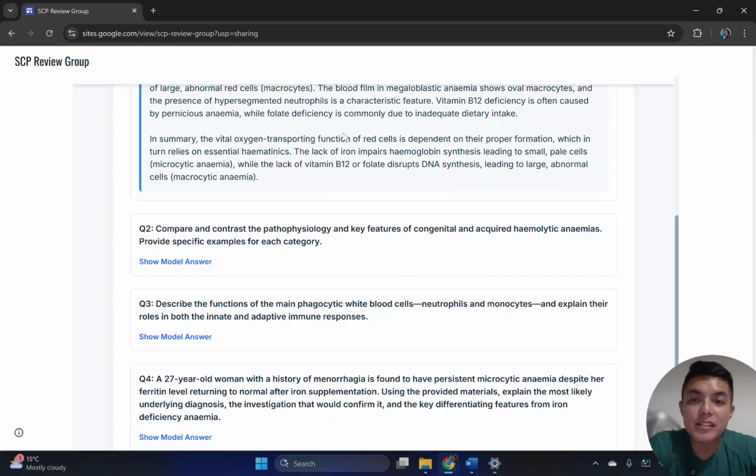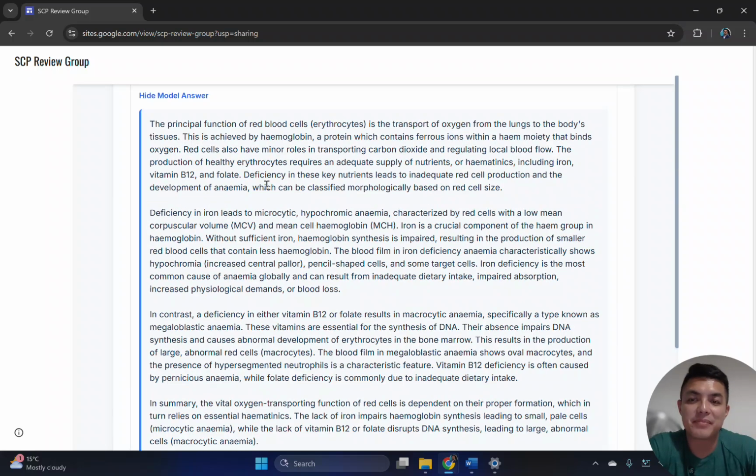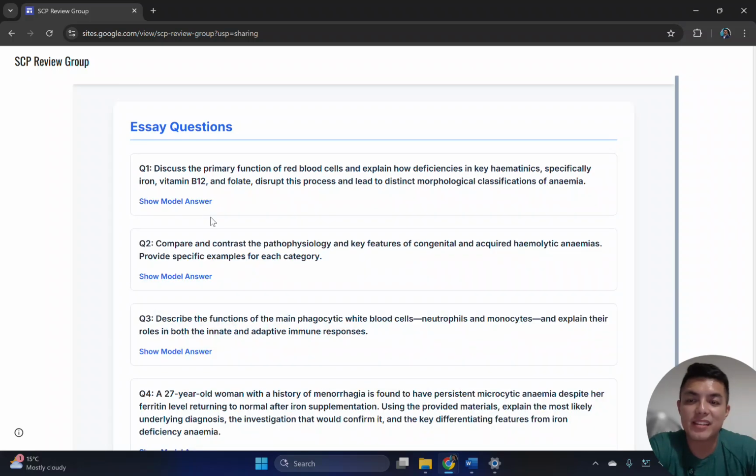So, again, in that conclusion, the vital oxygen transporting function of red cells is dependent on their proper formation, which in turn relies on essential hematinics. The lack of iron impairs hemoglobin synthesis, leading to small pale cells or microcytic anemia. And then, while the lack of vitamin B12 or folate disrupts DNA synthesis, leading to large abnormal cells or macrocytic anemia. That's a good one.